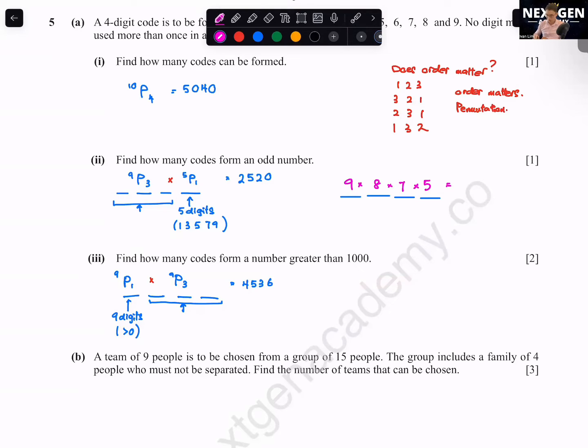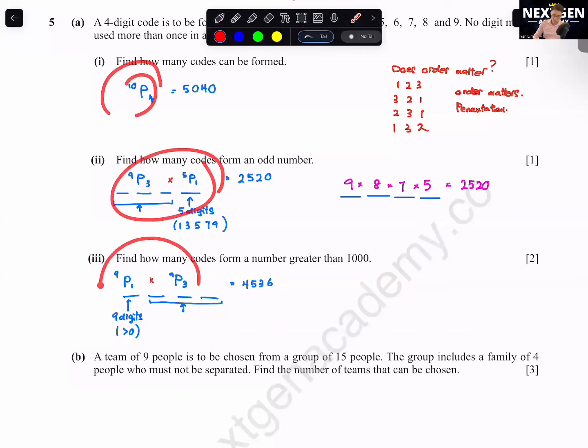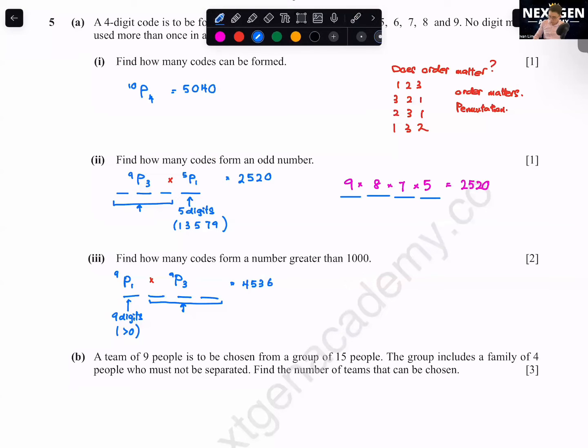9 times 8 times 7 times 5. This one you get 2520 also. But the thinking behind is the same. It's just the way of calculation. If you see in the mark scheme, they won't even give you any of this. They won't tell you whether you are doing permutation or combination. They just literally give you the answer already. So whichever method that you use, they are acceptable.